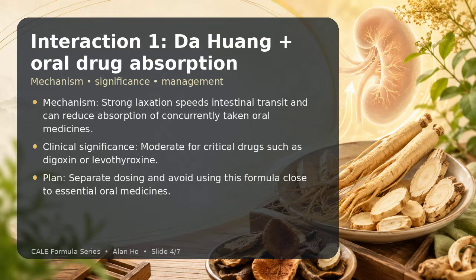Interaction 1 is Da Huang plus oral drug absorption. The mechanism is strong laxation speeds intestinal transit and can reduce absorption of concurrently taken oral medicines. The clinical significance is moderate for critical drugs such as digoxin or levothyroxine. My management plan is separate dosing, and avoid using this formula close to essential oral medicines.